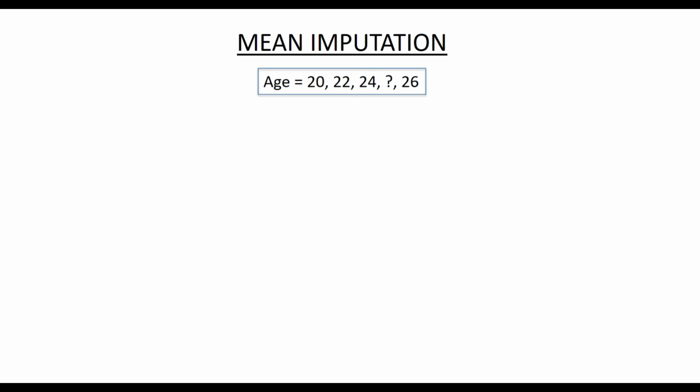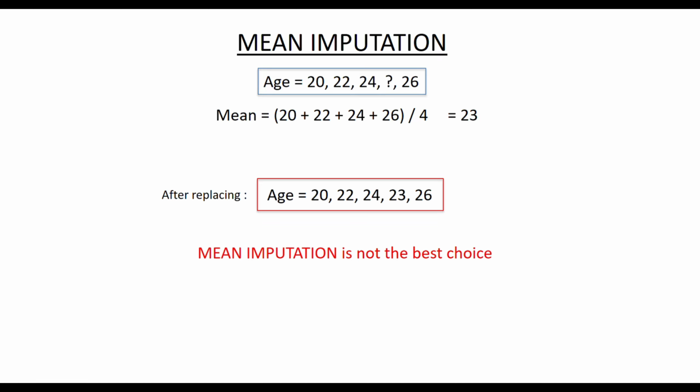The first imputation technique is mean imputation. Suppose we have the following ages: 20, 22, 24, missing, and then 26. We calculate the mean, which comes out to 23. Okay. Now we can replace the missing value with 23. Mean imputation is simple and fast. It works reasonably well when we have numerical data that is approximately symmetric and does not contain significant outliers.